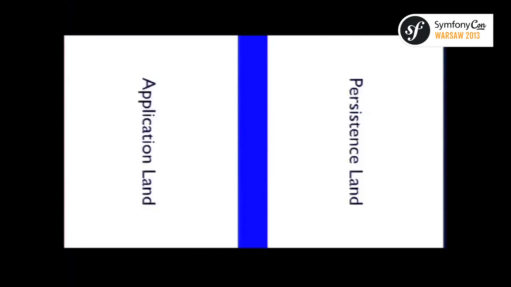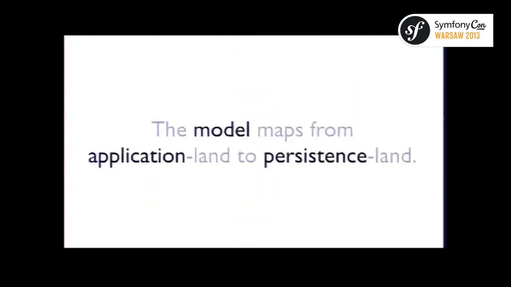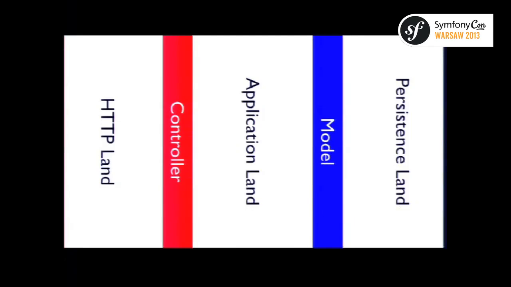So here we have application land on one side and then persistence land on the other side. This would be your database, MongoDB or MySQL or whatever you use. And in between the two, there's a mapping layer, and that is your model. So the model maps from application land to persistence land. Now if we put this all together, we have HTTP land, a mapping layer between HTTP land and application land, and then another mapping layer between application land and persistence land. So we've identified two mapping layers, and both should be thin because their responsibility is simply to map from one world into the other world.